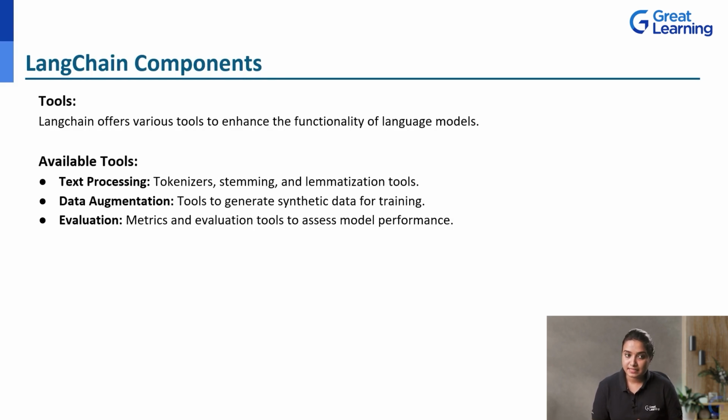Now, let's understand the third component, that is tools. LangChain offers various tools to enhance the functionalities of language models. What are the kinds of tools we have? We have text processing tools, data augmentation tools, evaluation tools. In text processing, you can find tokenization, stemming and lemmatization tools. In data augmentation, you can use tools to generate synthetic data for learning.